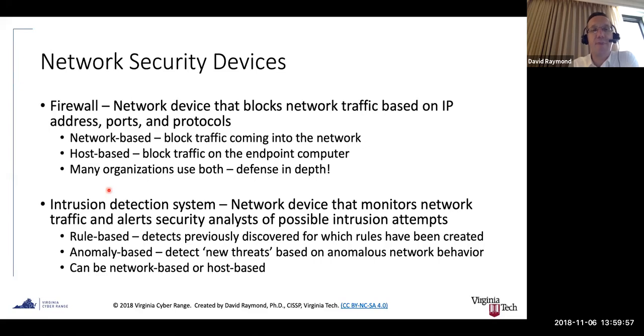Okay, then another basic network security device is an intrusion detection system, and that is just what it sounds like. It's a network device that monitors network traffic and alerts security analysts of possible intrusion attempts into the network. The early IDS systems were very rule-based. We had known exploits against known vulnerabilities, and the developers of these IDS systems would basically make rules. They would say that if a network packet has these specific characteristics, then it's an attempted malicious packet, and you're going to alert a security analyst.